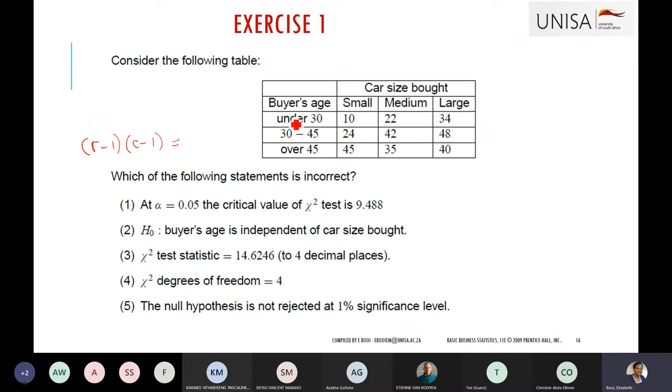We know that there were 3 rows, minus 1, times 3 columns, minus 1. It's a 3x3 contingency table. So it was 2 times 2, which equals 4. To get this, we went and looked for 0.05 and 4 degrees of freedom.